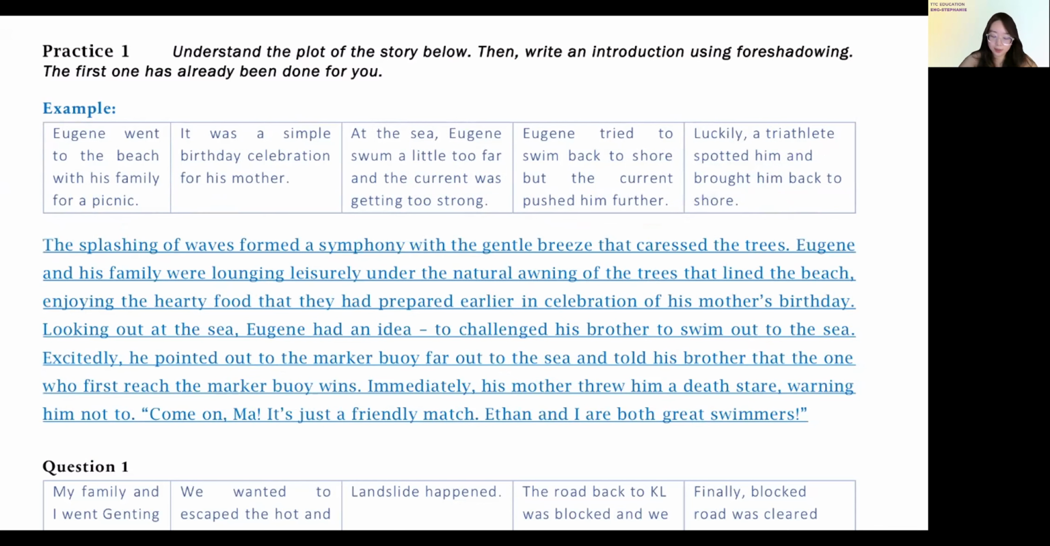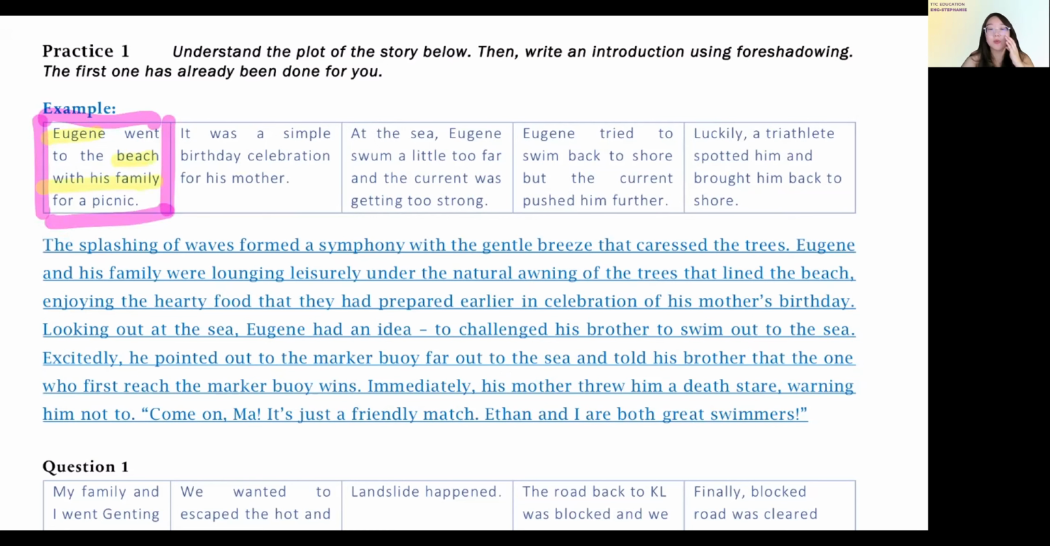Okay, so based on this example, I will need to teach you a few things. First thing first, I think it is very important to look at the beginning of the story to have your setting accurate. So we talk about Eugene going to the beach with family, right?